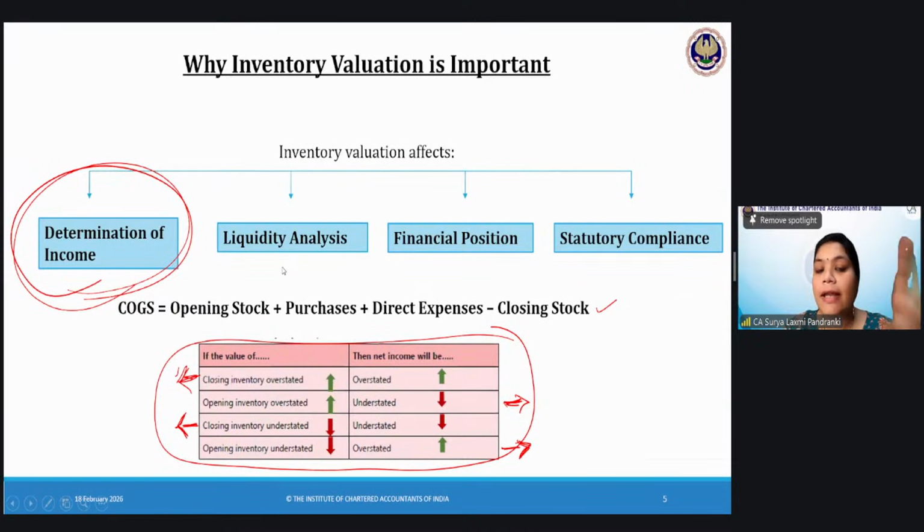So one reason that we have seen here why inventory valuation is important, or why we will have to do the inventory valuation, is because it directly affects your income, or it directly affects your profit. That we have seen through an example, and also this formula, cost of goods sold.